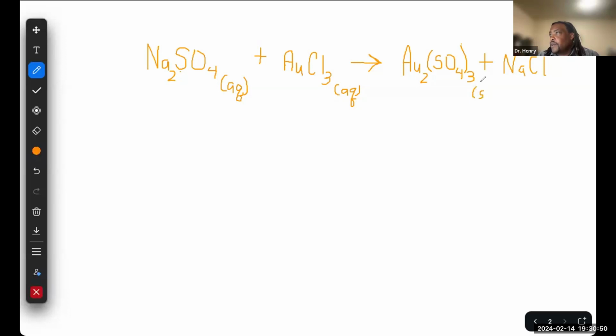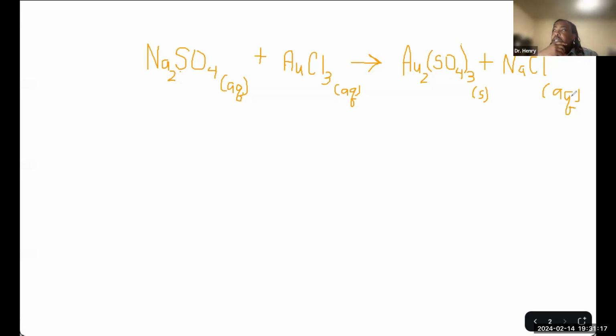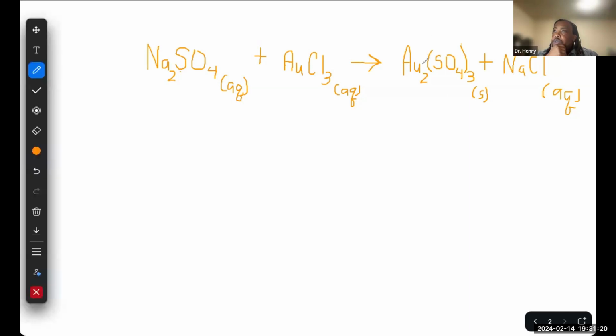In this equation, we have sodium sulfate reacting with gold III chloride. And then we're going to be producing gold III sulfate and sodium chloride. Now, under these circumstances, we are introducing a new symbol. We're putting in the parentheses.